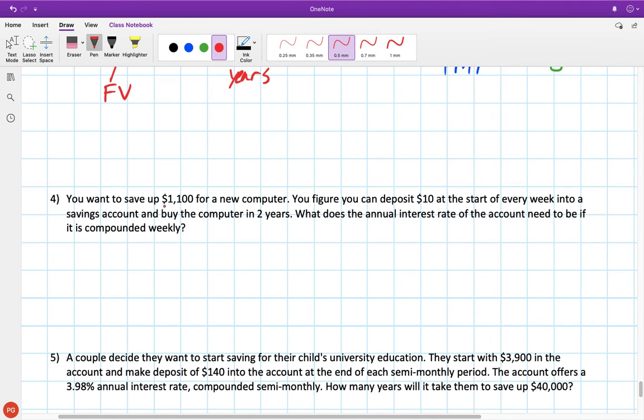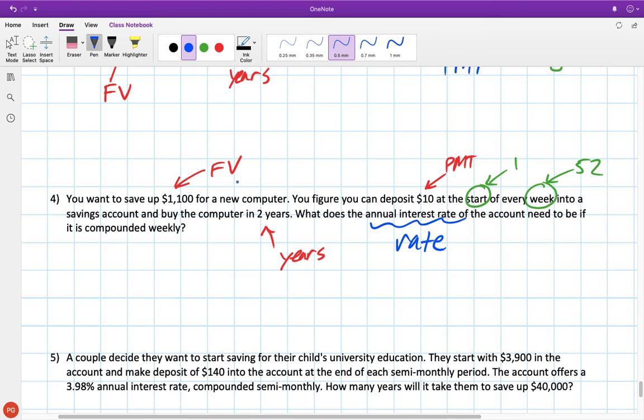Let's move on to number 4. We want $1,100 for a new computer. We can deposit $10 at the start of each week into a savings account and buy the computer in 2 years. What does the annual interest rate of the account need to be if it is compounded weekly? Start by highlighting and writing down all of the key pieces of information.